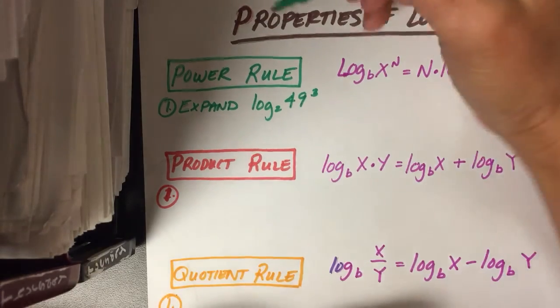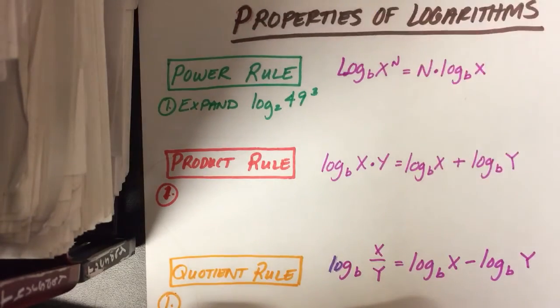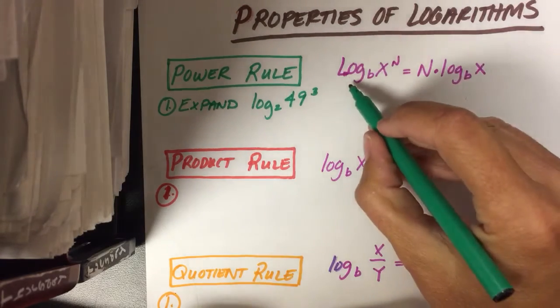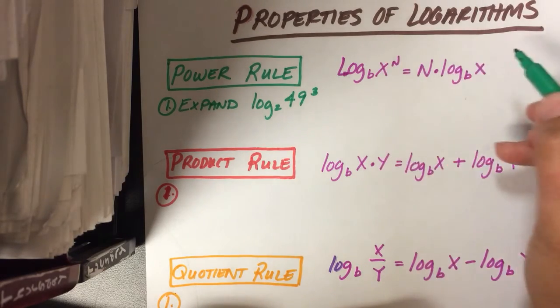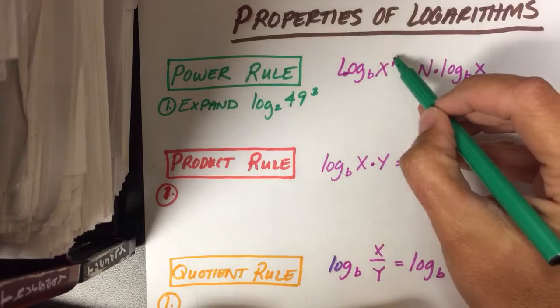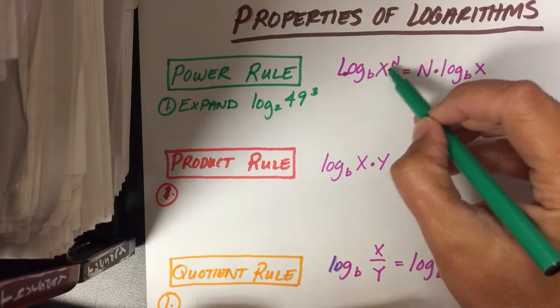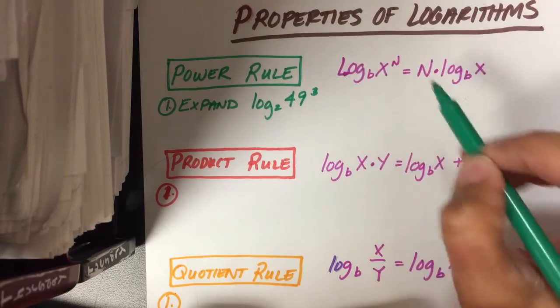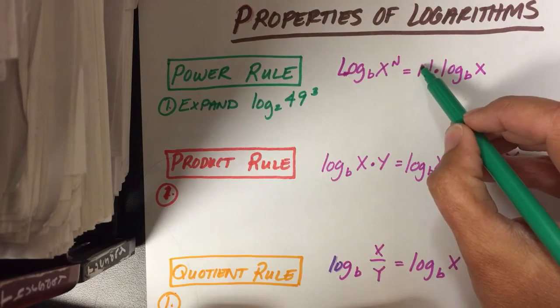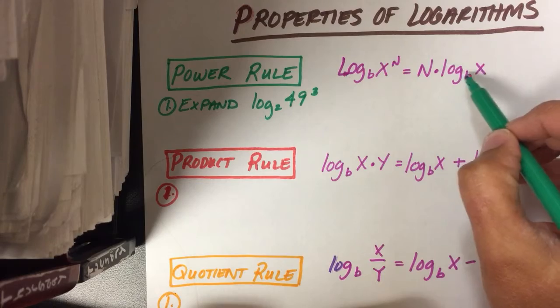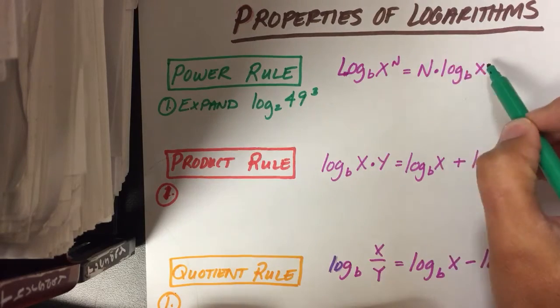So what we're going to look at first is the power rule. In the power rule, remember, anytime you see the word power, it has to do with an exponent. So basically what the power rule says is that you have log with a certain base b of x to any power. If that power is applied to the entire argument, that power can be moved in front and become a coefficient. So now we have n times log base b of x, and we've taken the exponent and moved it in front.